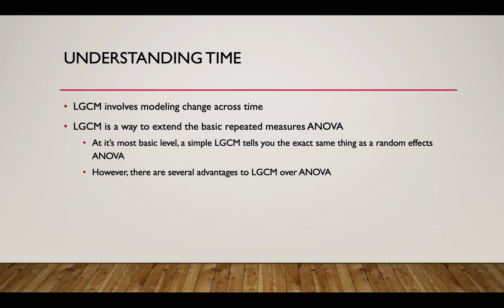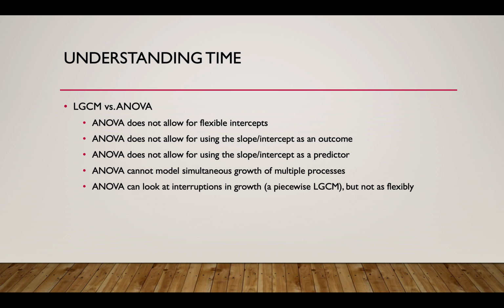At its core, latent growth curve modeling is just an extension of a basic repeated measures ANOVA. In fact, if you see some of these graphed out, they look an awful lot like a repeated measures ANOVA. It tells you basically the exact same thing. If you were to constrain all the random effects to be non-random, it would map onto a repeated measures ANOVA exactly. Without that, it maps onto a repeated measures ANOVA with random effects, or at least a random intercept. However, there are a lot of advantages to looking at latent growth curves over repeated measures ANOVA.